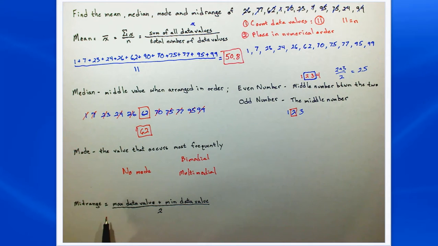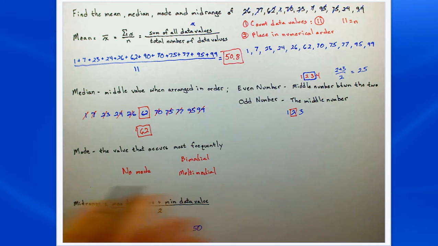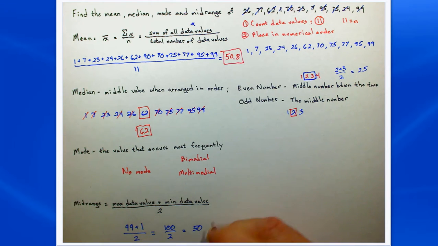Mid-range. Mid-range is your max data value plus your minimum data value, divided by 2. So my maximum data value is what? 99. My minimum data value is 1. I'm going to divide by 2. So I end up with 100 divided by 2, which equals 50. My mid-range value is 50.